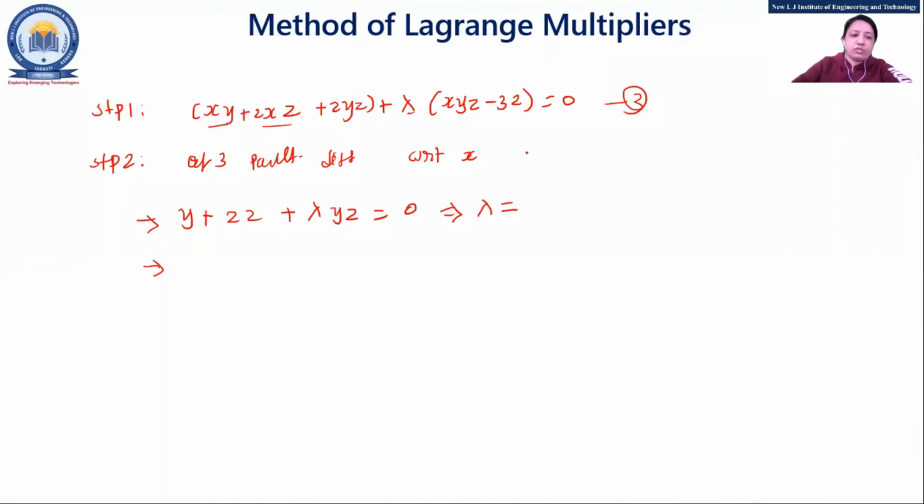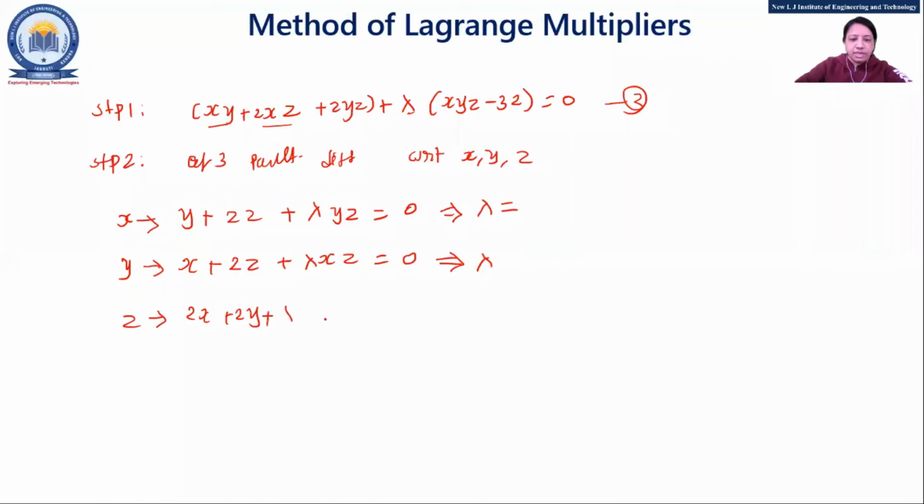Now partially with respect to x, okay, just find it with respect to x. I'll write down the equation with respect to y. This is x, I'll write x, y, z here, so this is with respect to x, this is with respect to y, and this is with respect to z. With respect to y, I'll have x plus 2z plus lambda xz equal to 0. Then with respect to z: 2x plus 2y plus lambda xy equal to 0.